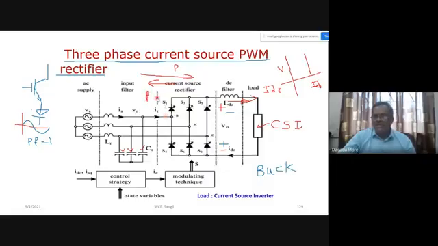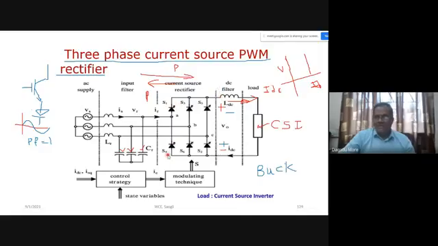Otherwise, what will happen? The DC link will short circuit. But here S1 and S4 can be made on. S3 and S6 can be made on. S5 and S2 can be made on simultaneously. Or all these six can be made on, no problem. Okay, all six can be made on, or two legs can be made on simultaneously.